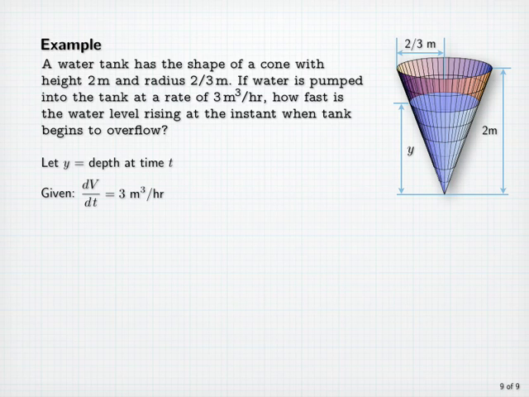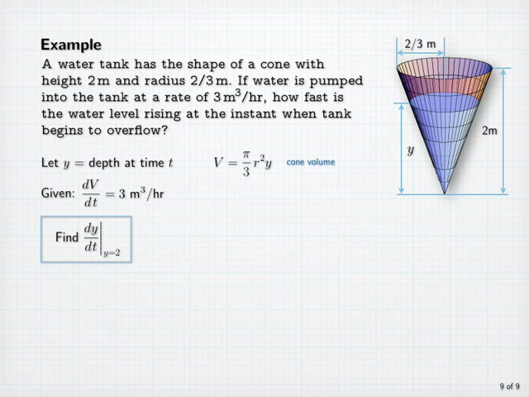Now the speed at which the water level is rising is just the rate of change of y with respect to t. So we want to find dy/dt at the instant when y equals 2, which is when the tank begins to overflow. Now we know that volume for a cone is 1/3 of pi r squared y, and the radius r and the depth y are related.